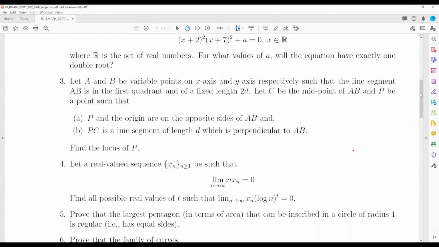Let's discuss question 3, which says that you have two variable points A and B on the x-axis and the y-axis, and the line segment joining these two points is of length 2d and it's fixed, and C is the midpoint of that line segment, and P is a given point where some conditions should be met: P and the origin are on opposite sides of AB, and PC is a line segment of length d and it's perpendicular to AB, and we have to find the locus of P. So let's first draw the diagram.